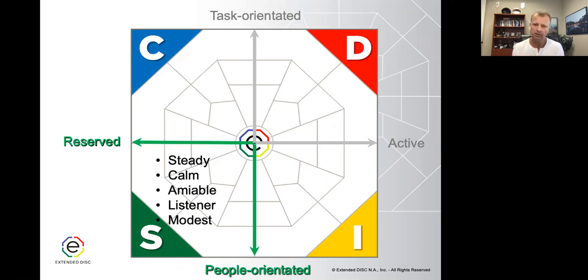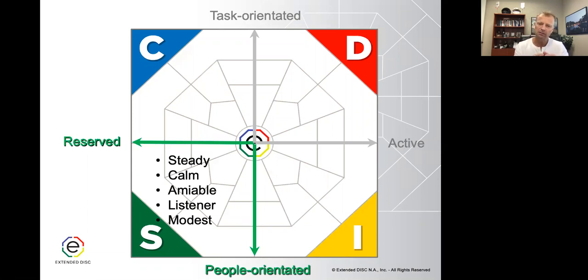And the questions that they ask are different. The S styles will ask a lot of how questions. How can I? While C's will ask a lot of those detailed why questions. So if you just notice those differences, you will be able to identify the styles.